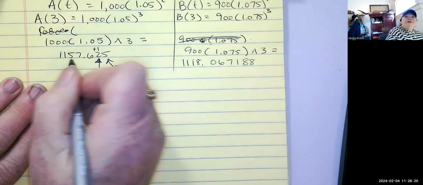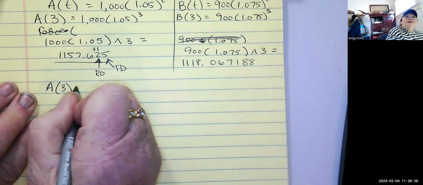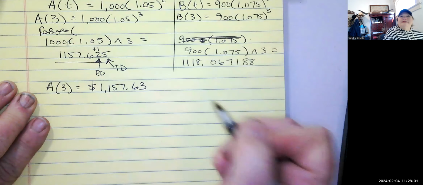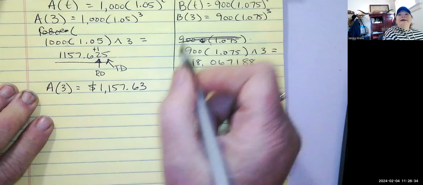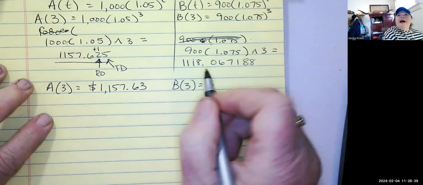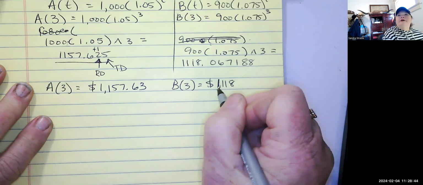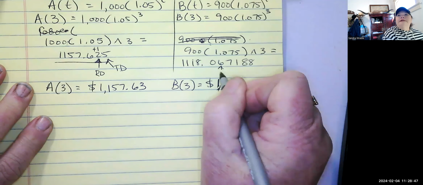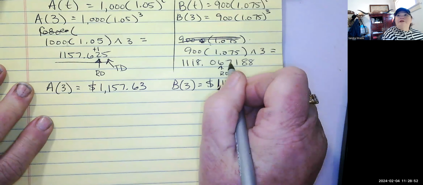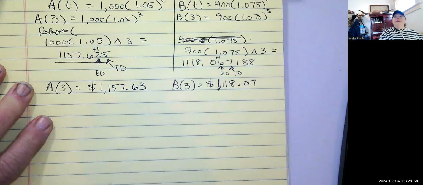And when I do that, I get that my account A after 3 years is, I'm going to make sure my dollar sign's there, $1,157.63. My account B after 3 years, I'm going to make sure my dollar sign's there just to represent what's happening, is 1,118. There's a comma there. And my rounding digit is 6. My test digit is 7. So 7 is 5 or greater. So I'm going to add 1 to my rounding digit and get 0.07.